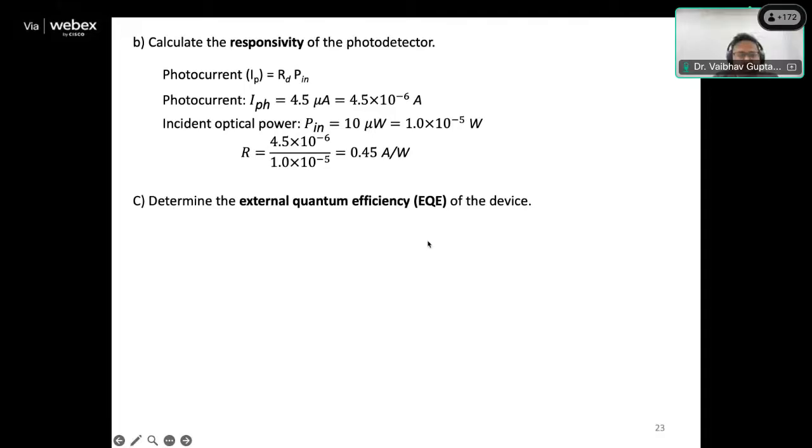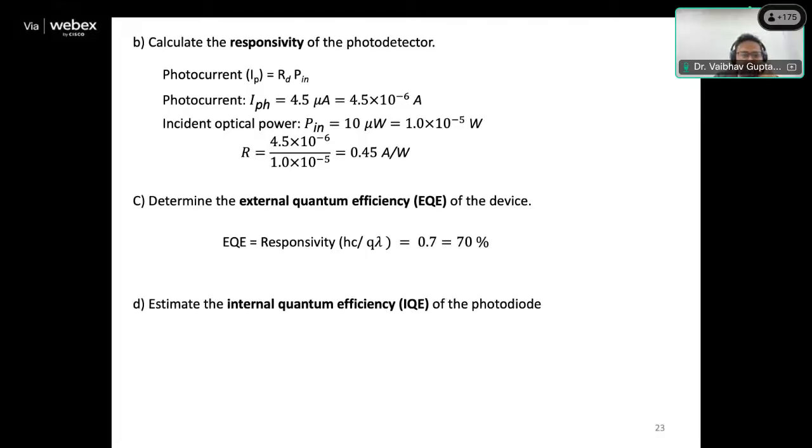Similarly, I can also ask what is the external quantum efficiency for this. So we can also solve for the external quantum efficiency, right? We already know the formula: external quantum efficiency is responsivity multiplied by h c divided by q lambda. q is the charge, h is Planck's constant, c is the velocity of light, and responsivity we calculated from the previous one. So this we know, 0.45, lambda is 800 nanometer, and charge, h, c we know. If you put all this in, the value comes out roughly 70%. So we have a detector which has external quantum efficiency close to 70%.